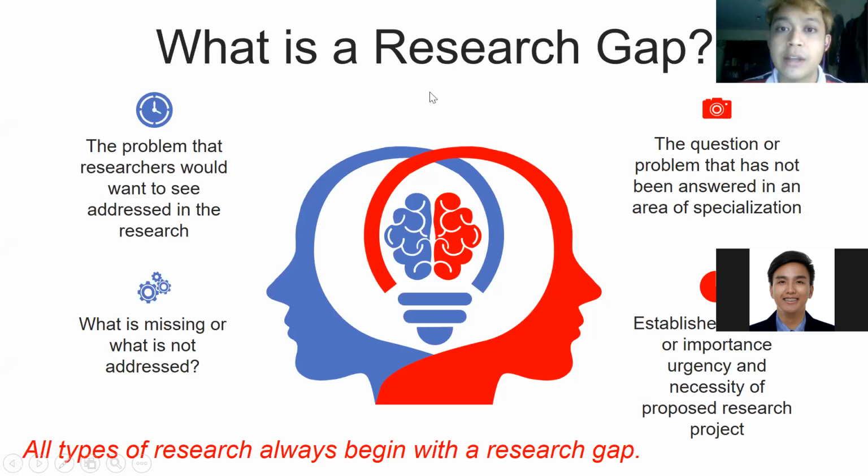Perhaps in your undergraduate, it will not be in these details, but now since you are under me in the research method, I would like to break down all the knowledge that you've learned in the BS, and show you the master's degree level, at least the graduate school level of academic research. So you have to know what the research gap is. The research gap is actually the problem that researchers want to see or address in the research. It is the question or problem that has not been answered in the area of specialization. You will see what is missing, what has not been addressed.